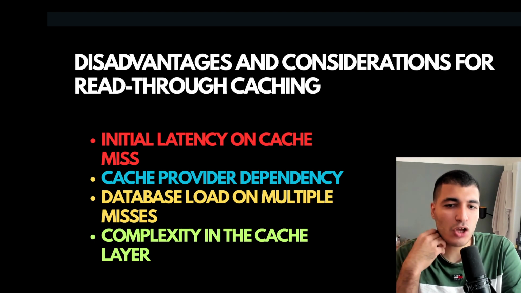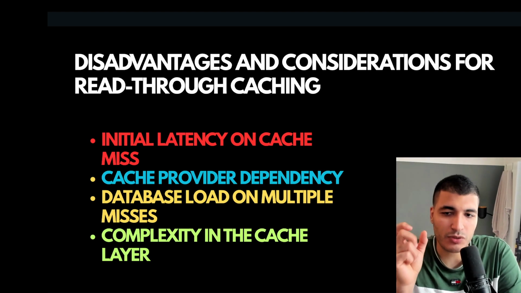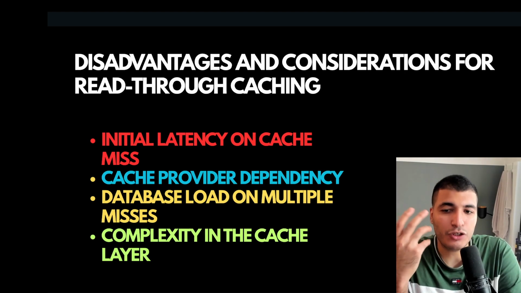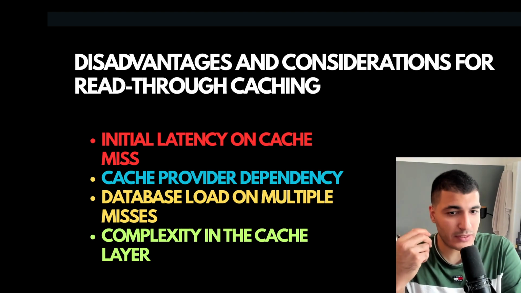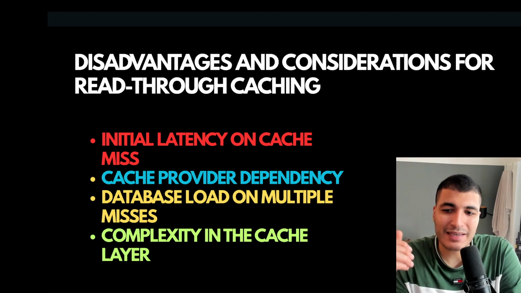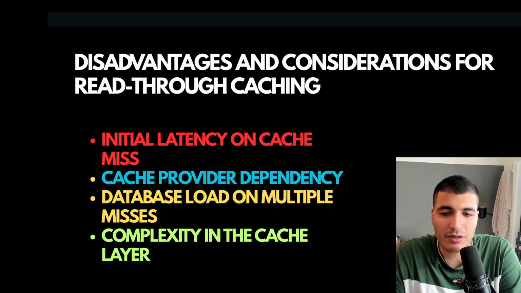Number three, database load on multiple misses. If many different uncached items are requested simultaneously, for example during a cold start of the application, or if many new items are accessed at once, the cache will issue multiple requests to the database. This can still put a significant load on the database, similar to if the application were hitting it directly for those misses. Strategies like cache warming can help mitigate this.